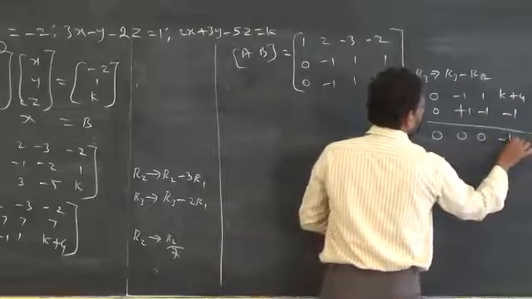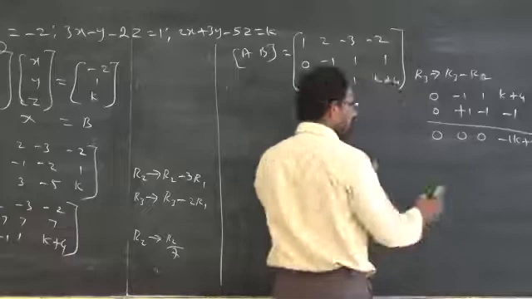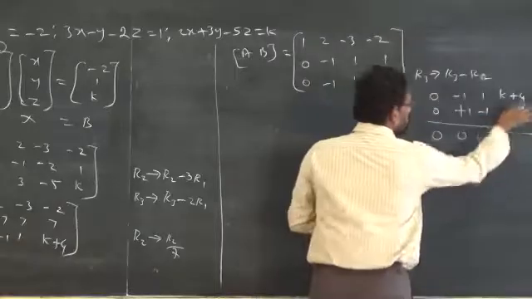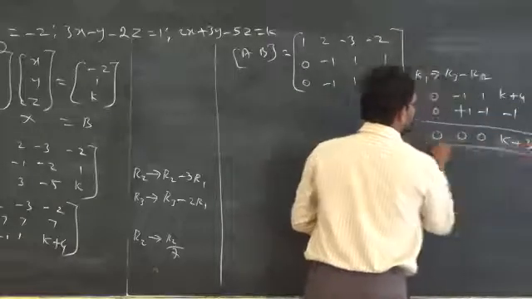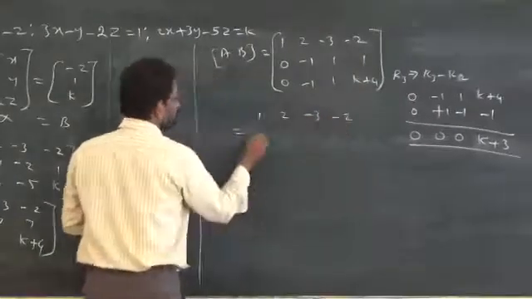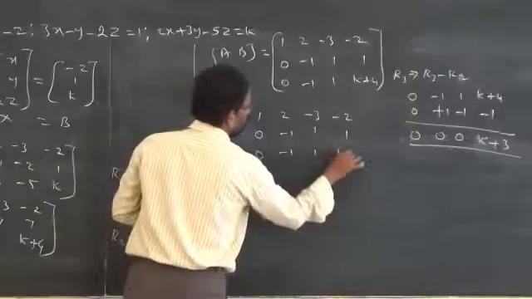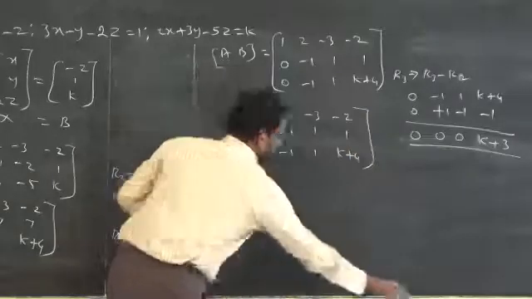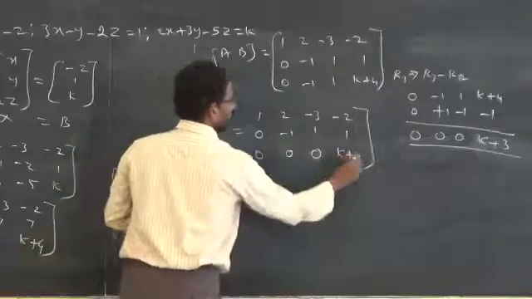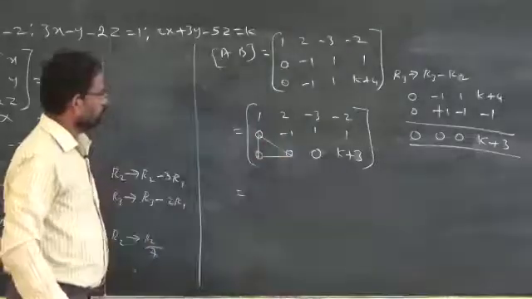Don't write minus 1, k plus 4, wrong. You are supposed to add or subtract only the like terms, like numbers. So, k plus 4 minus 1 is how much? Plus 3. So, rewrite 1, 2, minus 3, minus 2; 0, minus 1, 1, 1; 0, 0, 0, k plus 3. Now I got triangular format. That's all, process gets over.